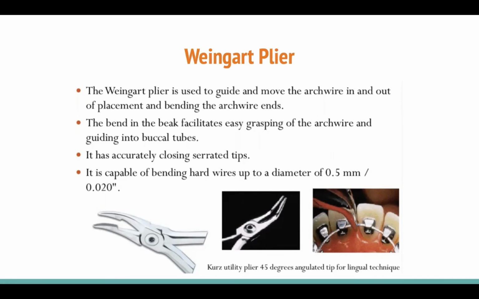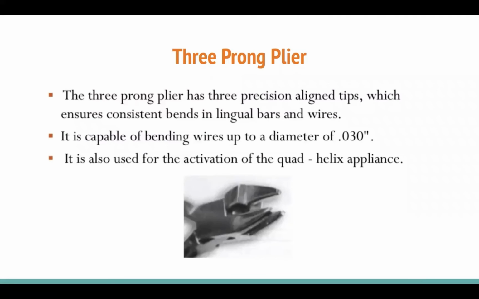Weingart Plier is used to guide and move the arch wire in and out of placement and to bend the arch wire ends. The bend in the beak facilitates easy grasping of the arch wire and guiding it into the buccal tube. It has an accurate closing serrated tip. It is capable of bending hard wire up to a diameter of 0.5 millimeter. I recommend you buy the tungsten carbide tip if you can get it, and it should have a serration and some angle.